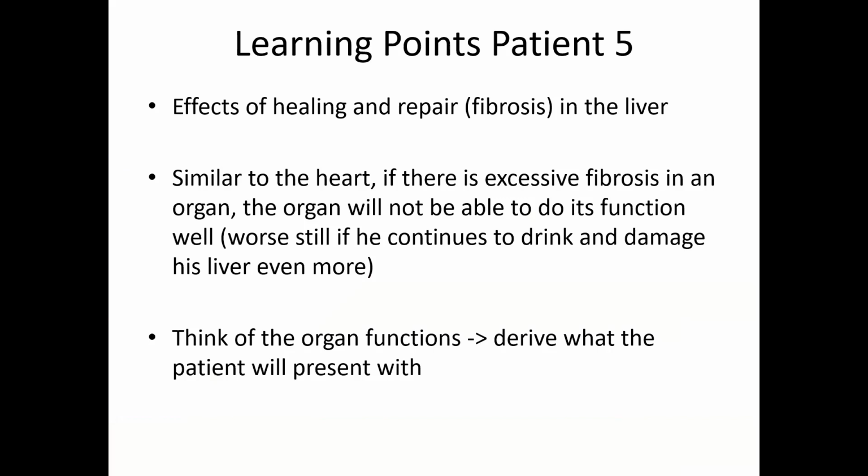Okay, so the learning points of this is that repair fibrosis can lead to bad features. Okay, and similar to the heart, when there's excessive fibrosis in the organ, it will not be able to do its function. Worse if the patient continues to damage his liver by continued alcohol abuse. So finally, just as a reminder for you guys, when we think about loss of function for an organ that's affected by inflammation, you first need to know what the organ does, then you will be able to derive this with basic principles. Thank you very much.